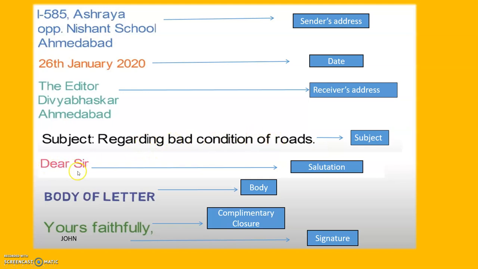Okay. Then dear sir, that is the salutation. Then body of the letter, okay, that is the paragraph you write. Then last is yours faithfully, that is the complimentary closure. What do we call this? Complimentary closure. Yours faithfully. And comma. And no apostrophe, some of you have put it and some of you have not put S. So remember, you have to put yours faithfully. And lastly is the signature.